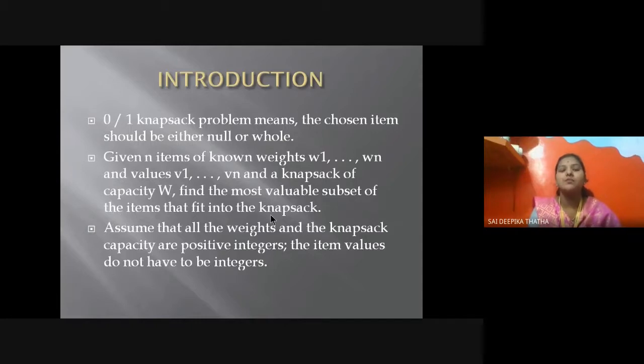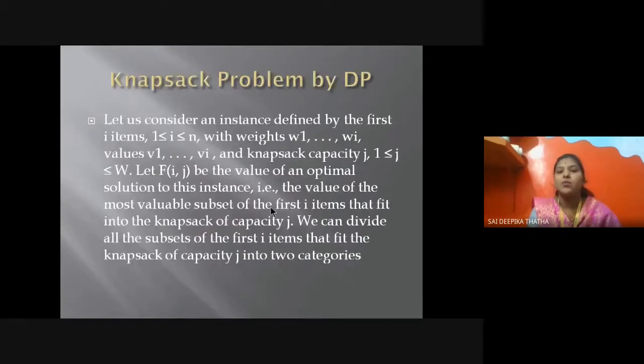Actually, the 0/1 knapsack problem means the chosen item should be either null or whole. Here in the knapsack problem, the given inputs are n items with their weights and values, and the knapsack capacity is represented by capital W. Here we are finding the most valuable subset of the items that will fit into the knapsack. We assume all the weights and the knapsack capacity to be positive in order to solve the problem.